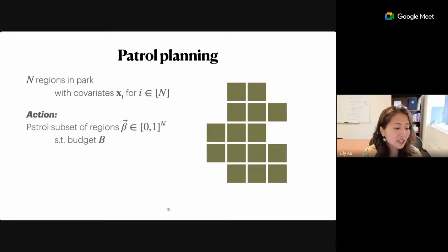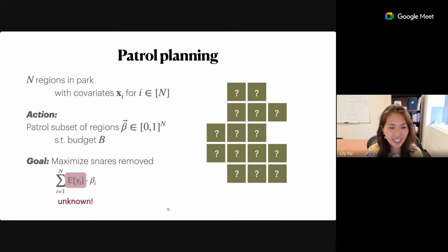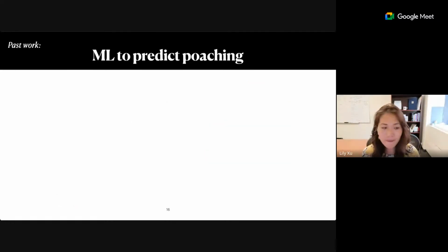And our goal is to determine some action, which is allocating a series of patrols to some subset of regions. So we have N regions that we want to send rangers to, and we have a budget constraint, such as 40 hours per week that they are able to spend out in the park. And our goal is to maximize the expected number of snares removed. But the challenge is the expected number of snares is unknown. We don't know exactly what poacher behavior is. We only get these very noisy samples from what rangers are able to detect.